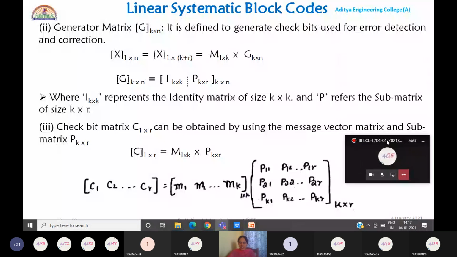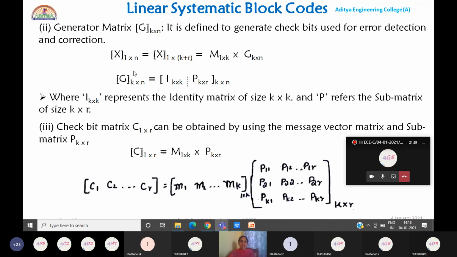Now the first matrix is the code word matrix, a combination of k message bits followed by r check bits. Similarly, the second is the generator matrix. Actually we need to extract the check bits, and that is important. In order to generate the check bits, you need the help of a matrix called the generator matrix. The generator matrix G is of size k by n, where k is the number of message bits and n is the code word length. This generator matrix is used for the generation of r check bits, and these check bits are generally used for error detection and error correction.